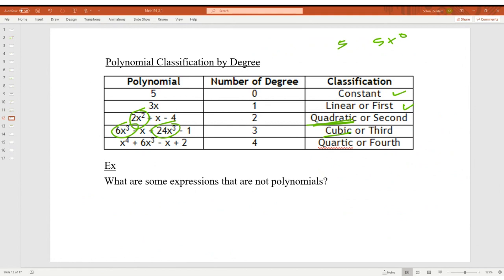Now, I'll explain expressions which are not polynomials. For an expression to be considered not a polynomial, first, the exponent cannot be negative. If you have a negative exponent, it is not a polynomial. So the first restriction is a negative exponent. For example, if you have x to the power of -2 plus 5x, because of the -2, this is not a polynomial.